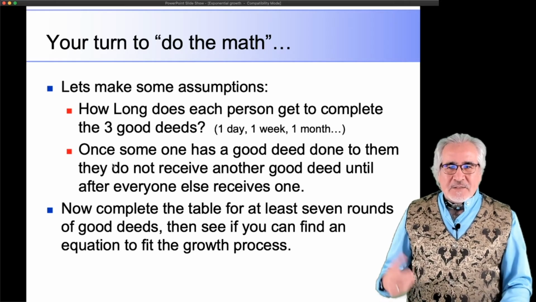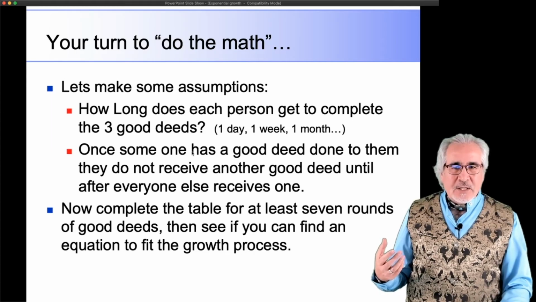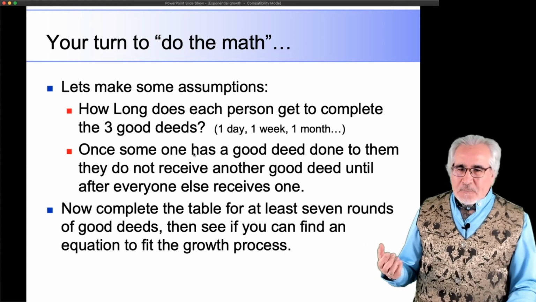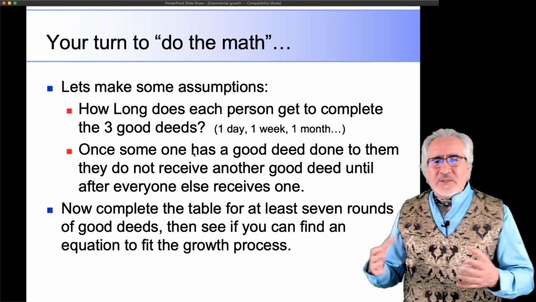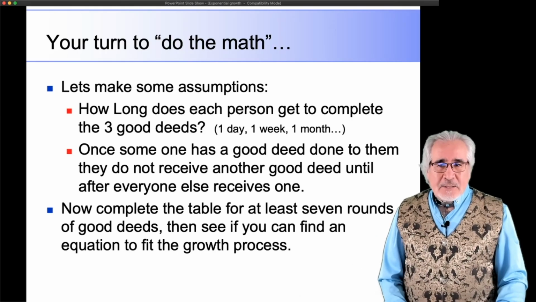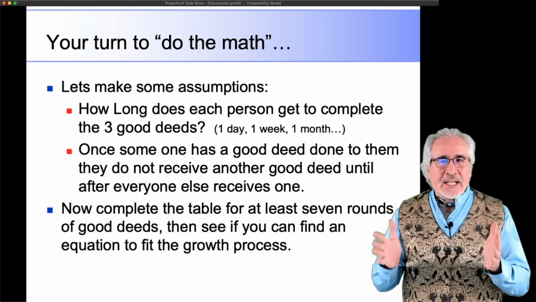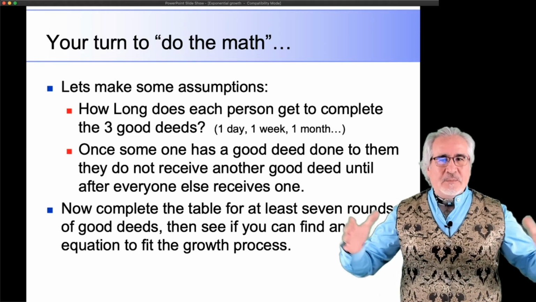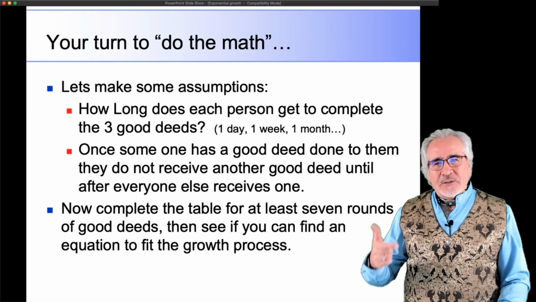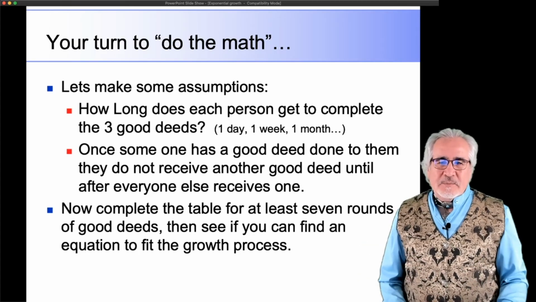One of the things you have to decide on is, how long does each person get to complete the three good deeds? Is it one day, one week, one month? I think in the movie you could see Trevor, it's maybe over a period of a month, but maybe it was a week. It's not really clear. But we'll standardize this so that we can analyze it. How long would it take to have so many people? We call that a round. So everybody does a round. They complete helping the next three people in a particular period of time.